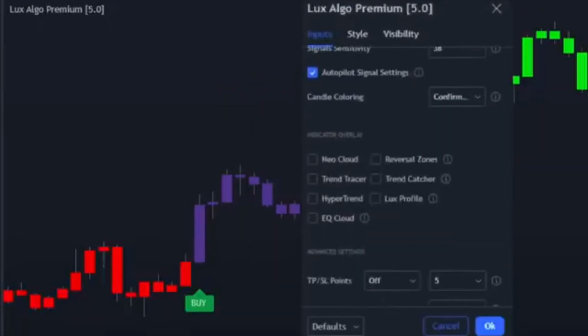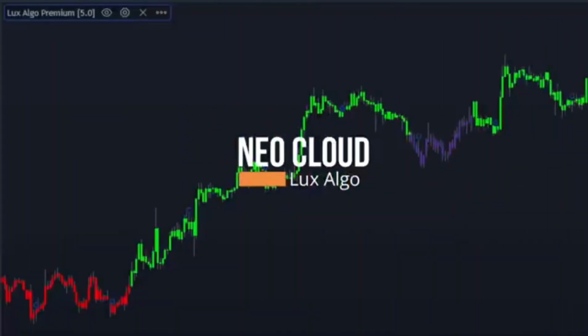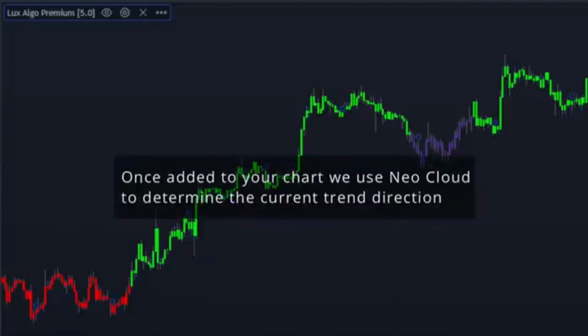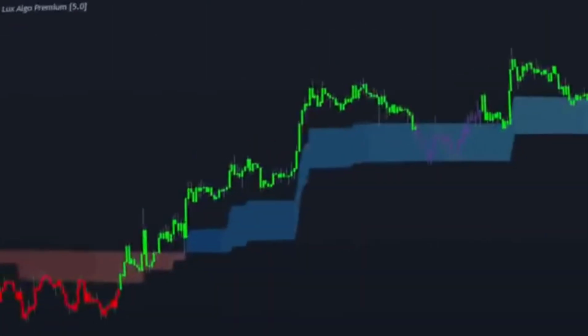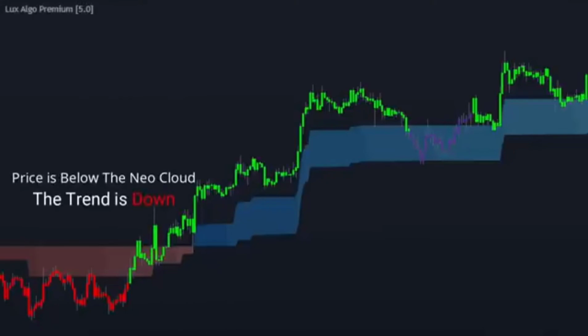Adding an indicator to your chart is as easy as going into the settings and selecting which indicator you would like to add. Let's first look at the Neo Cloud. This is one of the most recent additions to the Lux Algo package. Once added to your chart, we use the Neo Cloud to determine the current trend direction. When the price is above the Neo Cloud, the trend is up. When price is below the Neo Cloud, then the trend is down.